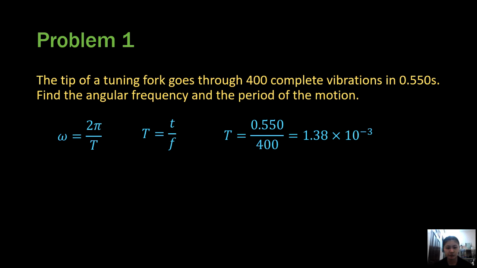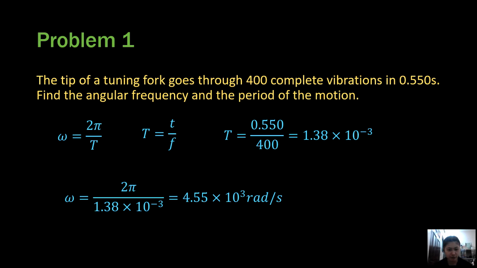Now that we have solved for the period, we can finally get the angular frequency. The angular frequency is equal to 2 pi divided by the period of the motion, which is 1.38 times 10 raised to negative 3, and we would get 4.55 times 10 raised to 3, or 4.55 times 10 cubed radians per second. That's the unit of the angular frequency in radians.